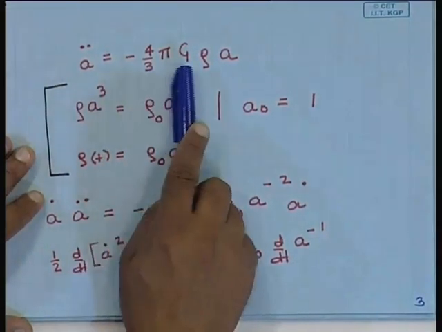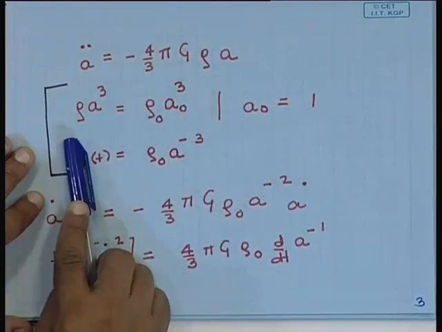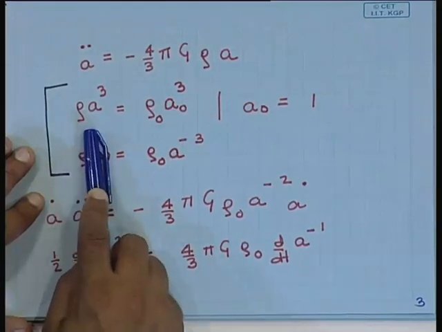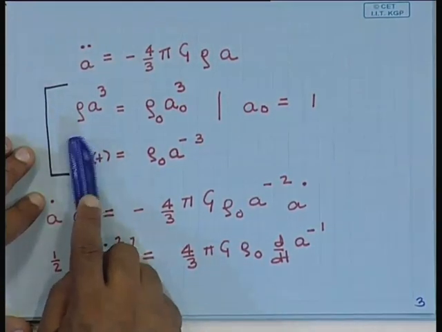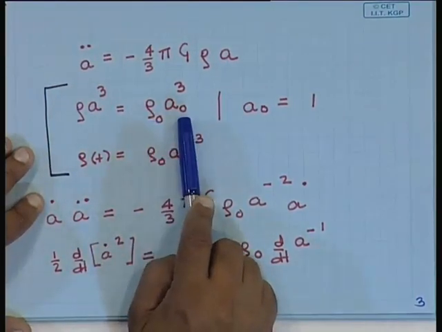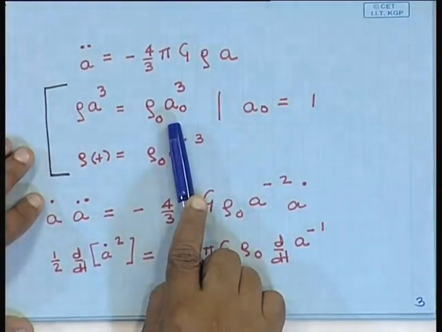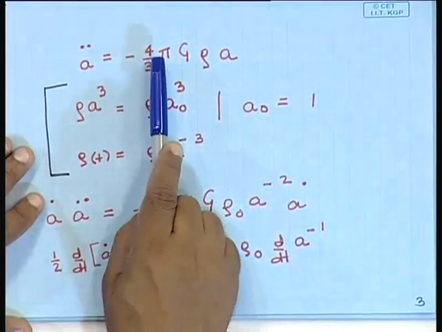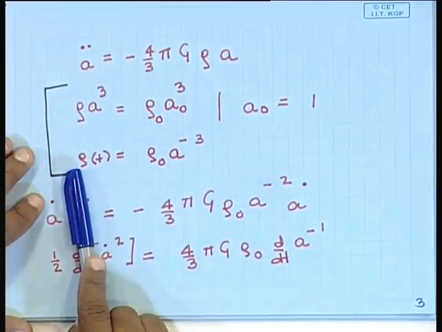Now, in this equation, remember, rho, the density, was not a constant. As the universe expands, the density falls because the mass is conserved. So rho times a cube is a constant, since the volume goes as a cube, and we had written this constant as rho naught, the present density, times a naught cube, where a naught is the present value of the scale factor, which we assumed had a value 1. So we had this differential equation for the scale factor, and we had this relation for the density.